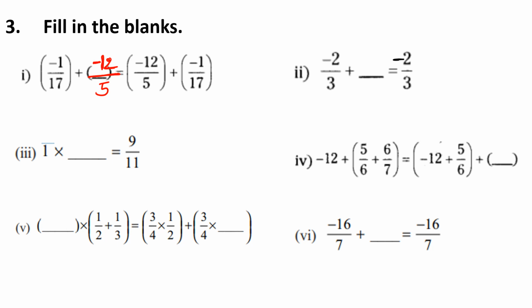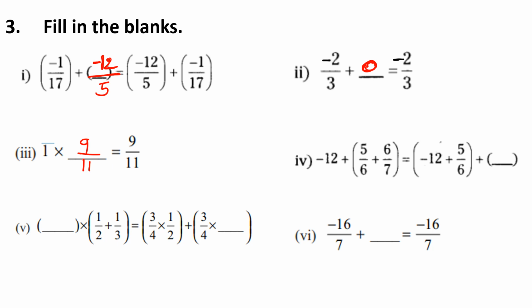Now, minus 2 by 3 plus blank equals minus 2 by 3. So the missing number is 0. When we add 0, the result equals the number itself. This is the additive identity property. Now the third one is the multiplicative identity. By using the multiplicative identity property, when we multiply 1 into the same number, 9 by 11, it equals 9 by 11 only.